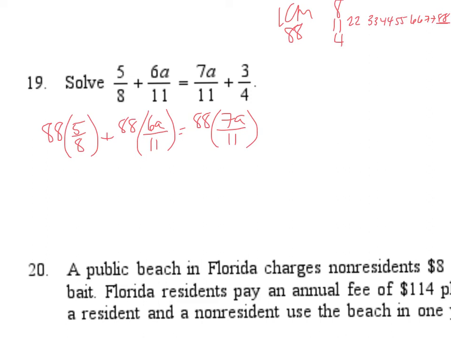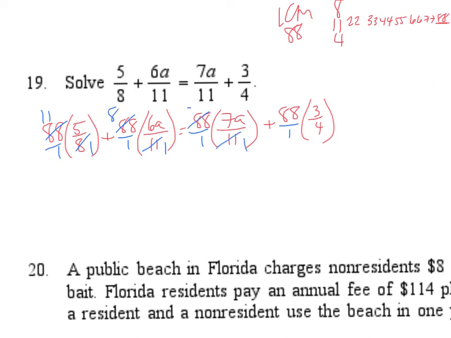So I have to rewrite it like this. Make sure you multiply the 88 through everything. So now I'm going to see what I can cross cancel. So I know 8 can go into 88 11 times. I know 11 can go into 88 8 times. So it's the same right here. 11 goes into 88 8 times. 4 goes into 88 22 times.